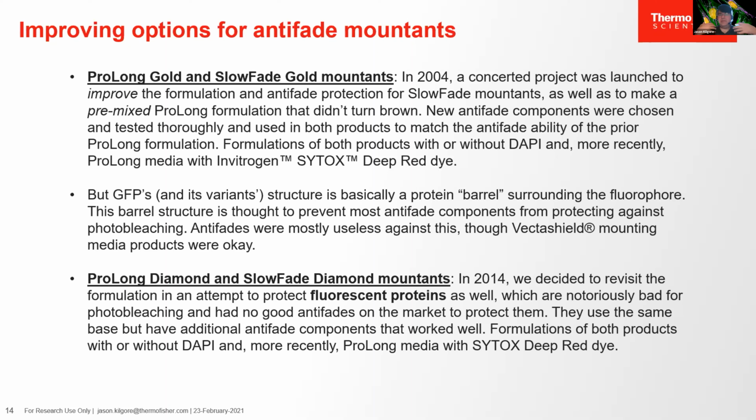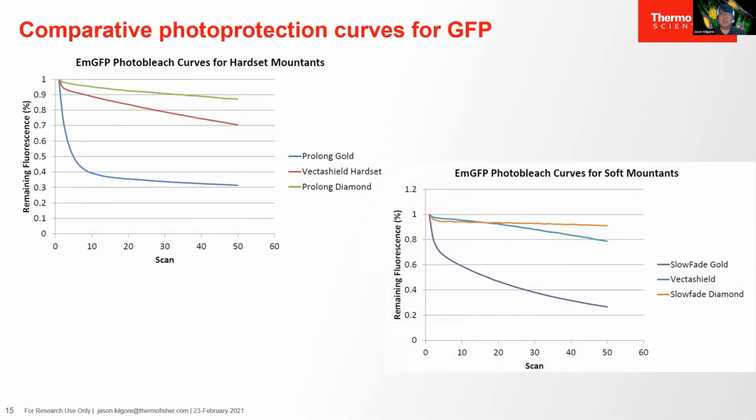And so in 2014, we decided to develop our Diamond ProLong and SlowFade products. We added some additional components to it that now worked well with GFP and its variants and other fluorescent proteins like mCherry, for instance, and we were able to get better photobleach curves.